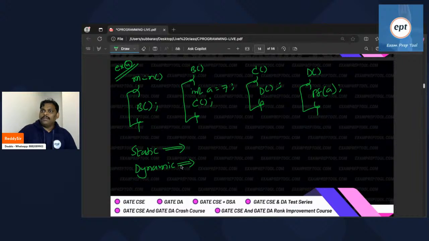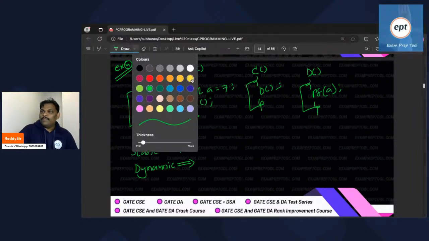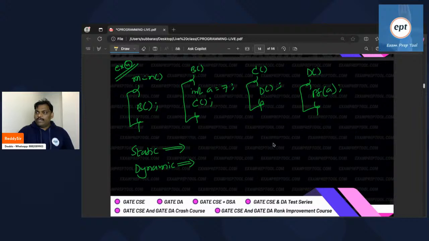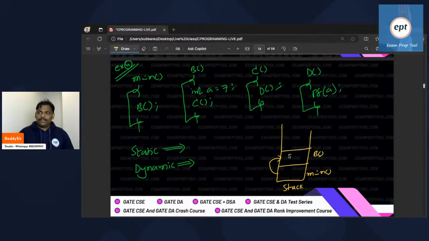If you observe this problem clearly, see what happened as usual. Because there is no global, we directly start with the stack. Main will push. Next, B function. In the B function, A value is 7. Afterwards, C function is called. C will also push. In the C, nothing is there, so D is called. The D function is called.